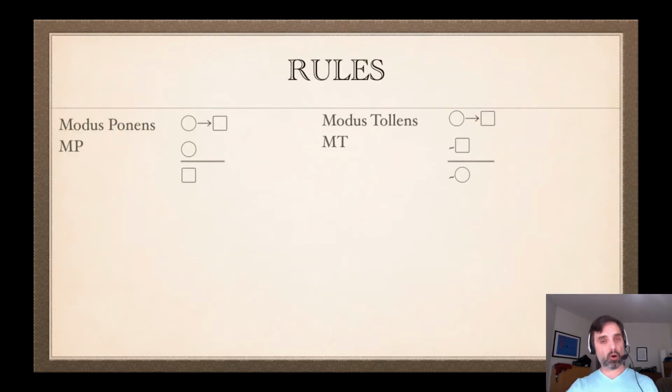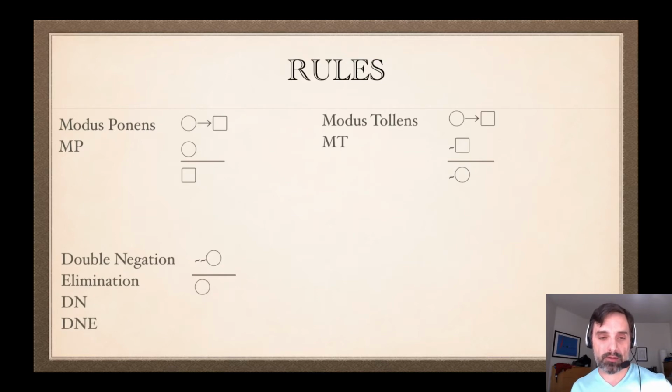So here are our rules in schematic form. We have modus ponens, where we have the conditional and the antecedent as premises. The conclusion is the consequent. We have modus tollens, where we have a conditional as premise, and the negation of the consequent as premise, and the negation of the antecedent as the conclusion.